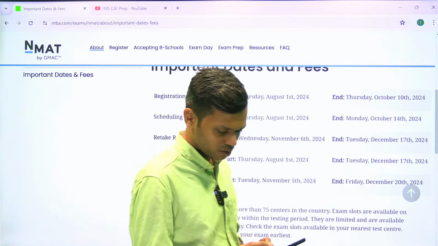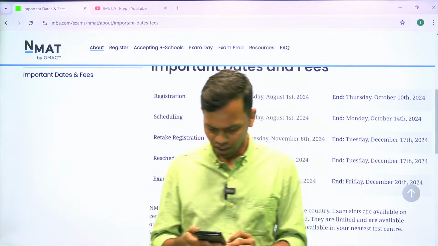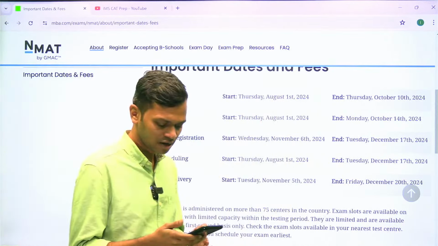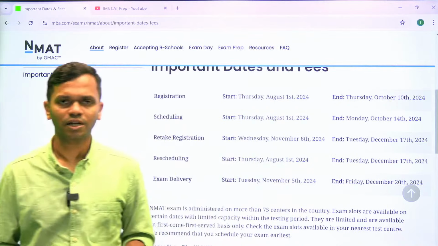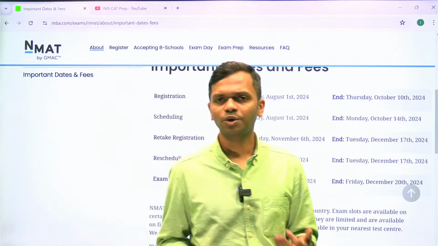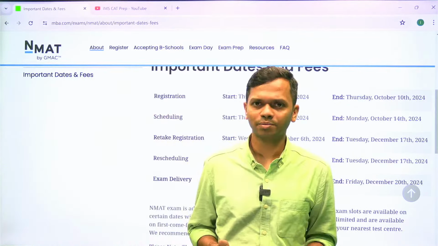All right, so there's a question from Snehal: if I'm not targeting NMIMS, should I take the NMAT? Now there are a few other institutes that accept the NMAT score as well. If you think of, say, Somaiya or TAPMI, they are going to be accepting NMAT scores. So if you're targeting those institutes, then you must take NMAT. But yeah, the best institute that you can get through NMAT is going to be NMIMS.